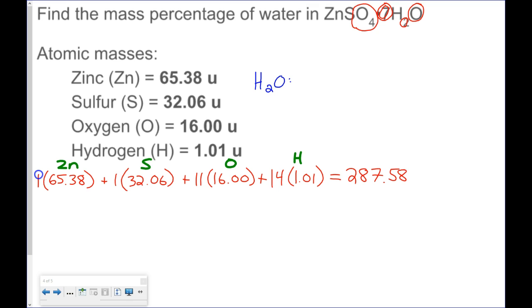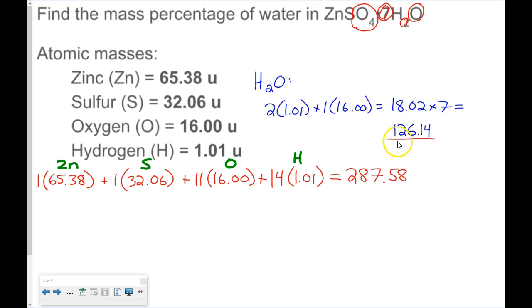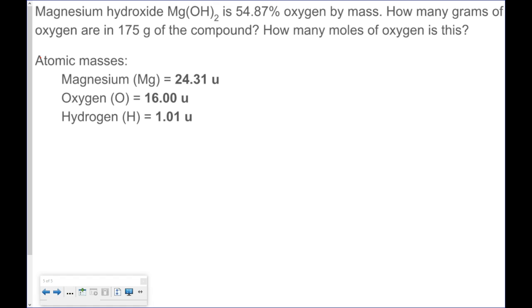Total mass 287.58. The water, if I'm just looking at that, water is going to be 18.02, and I have 7 of them, so that's going to work out to be 126.14. That is the mass of the water in there. Now I'm going to divide that by the total mass, because I'm looking at the total amount there, multiply it by 100, and water is making up 43.86% of this particular hydrate.